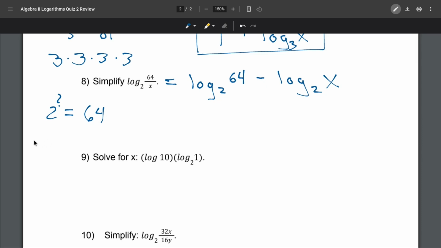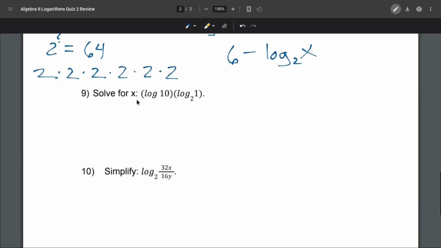Another way to say that is how many 2's do I multiply together to get 64? So if I do 2 times 2, that's 4. Times 2 again is 8. Times 2 again is 16. Times 2 again is 32. Times 2 again is 64. So 1, 2, 3, 4, 5, 6 2's multiplied together. So the log base 2 of 64 is 6. And again, we don't know anything about x. So I'm going to say 6 minus log base 2 of x.